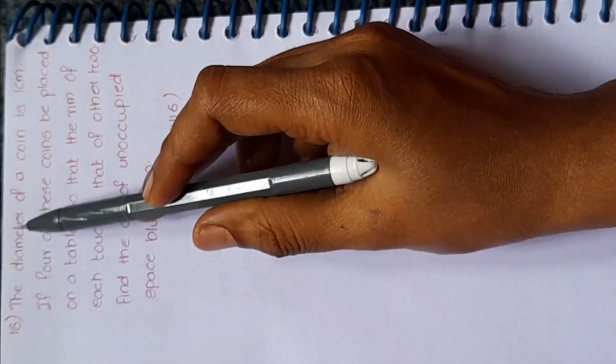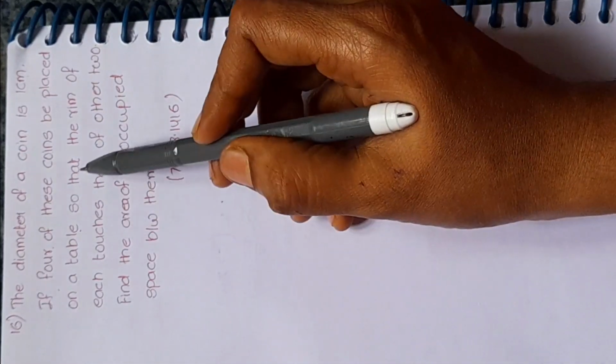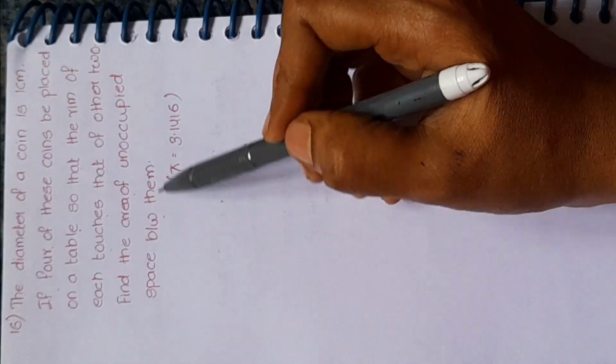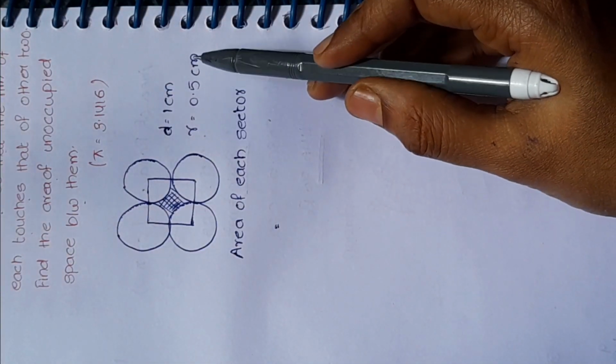Question number 16. The diameter of a coin is 1 centimeter. If 4 of these coins are placed on a table so that the rim of each touches that of the other 2, find the area of the unoccupied space between them. Here take the value of pi as 3.1416. Here diameter is 1 centimeter, so radius is 0.5 centimeter.